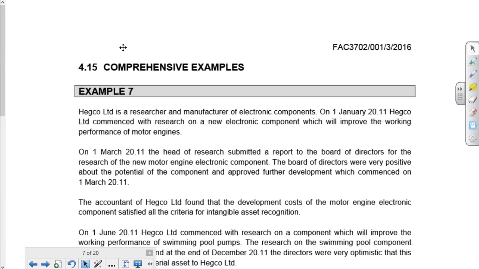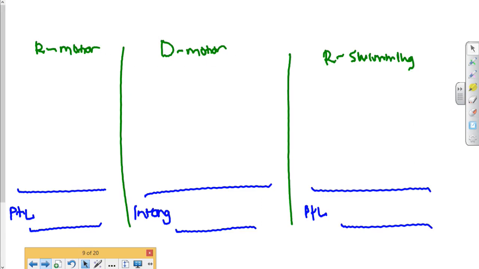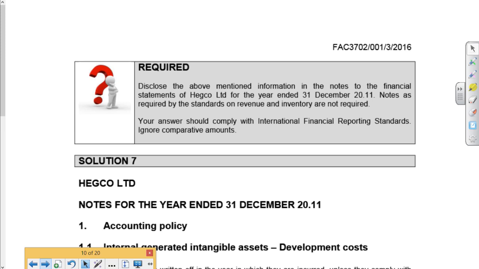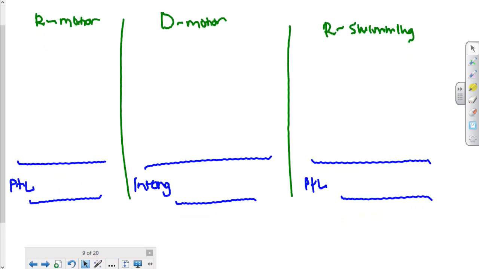And the starting point, for me anyway, is a timeline with the months. Yeah? We're working with 1 year end. The year end is December 11. And the required just said, disclose the above mentioned information in the notes. But I want you to just do the workings for me for now, as at December 11. So for the year, December 11, you need to just do a timeline first with the months. And then once you've done a timeline with the months, I want to see this information. I'm going to do a timeline at the bottom as well.